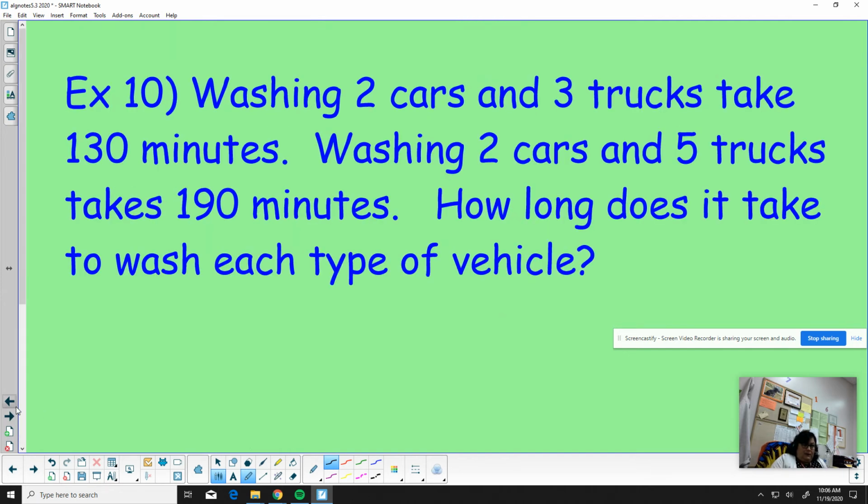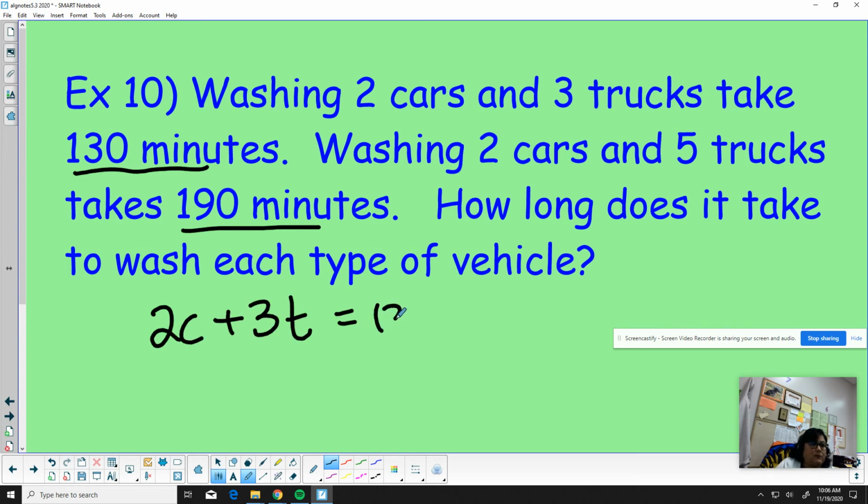All right, here's another one. Okay, so you've got two totals here. Here's one, 130 minutes, and here's the other, 190 minutes. You press pause and try to write the two equations, and then give it a try and try to solve it. Okay, so 2 cars plus 3 trucks is 130 minutes, and 2 cars plus 5 trucks is 190 minutes. Okay, so I just went in order.